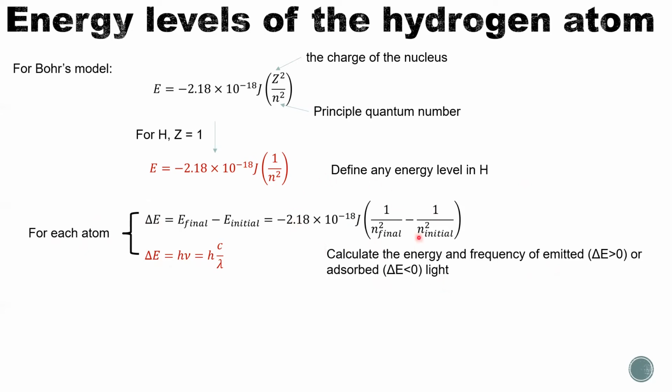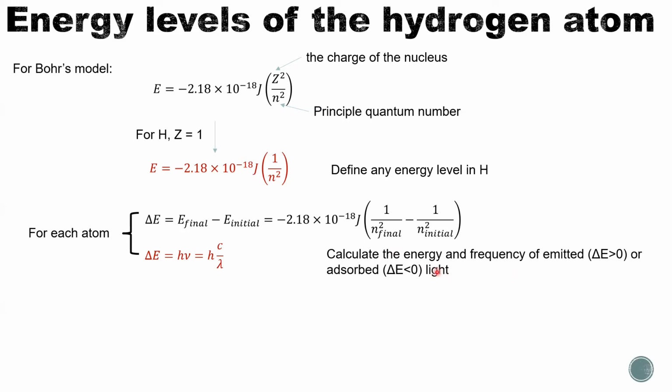Again, when you use this Bohr's model equation, the negative and positive sign of delta E only means whether energy is needed or energy is released. When delta E is larger than 0, that means a photon is emitted, because you have extra energy. When delta E is smaller than 0, it means you need to absorb a photon to compensate this energy difference.